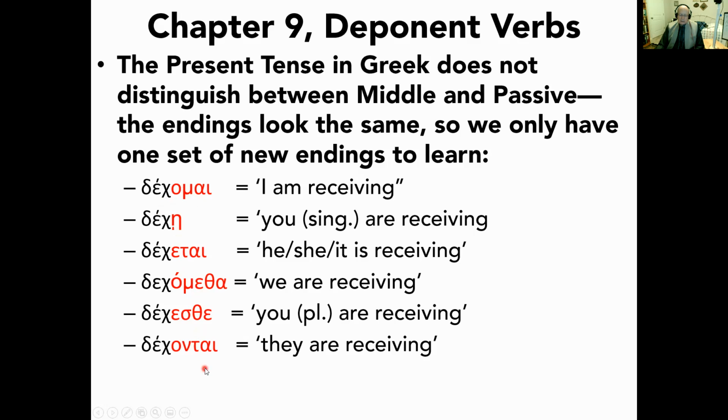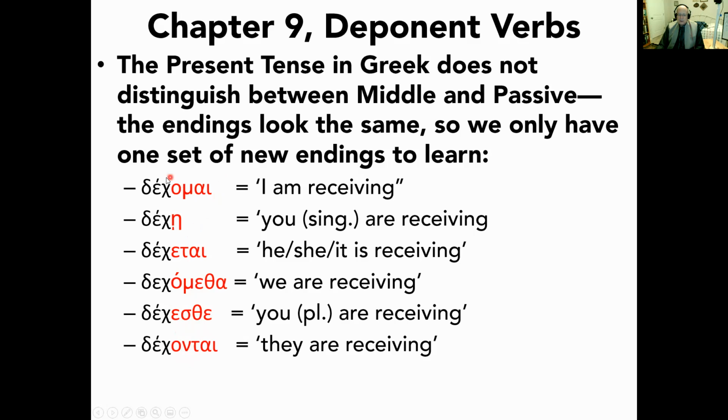So maybe you need to make up a new song. If you had the song O, es, e, omen, ete, usi, now you need to have a new little song that you make up yourself to learn these endings. Omai, etai, ometha, este, ontai. Any way you can to memorize these endings.